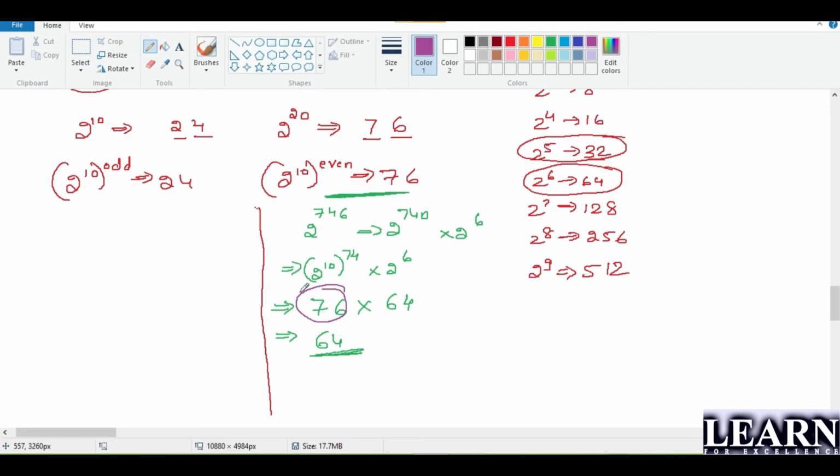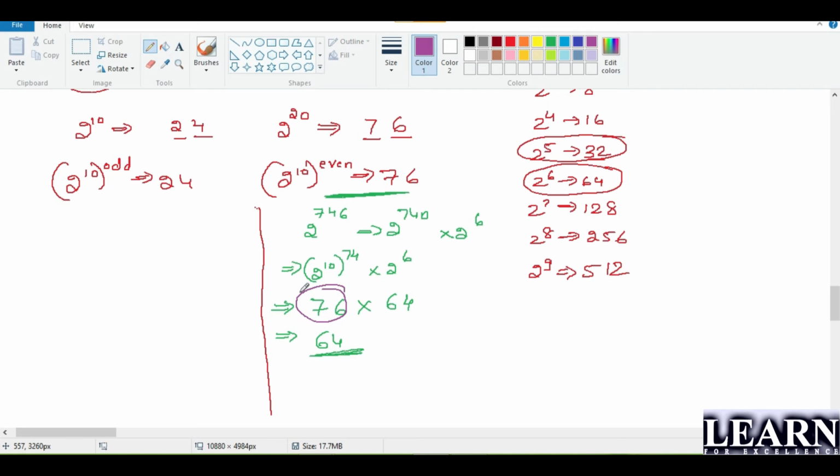Getting it? 76 into 64 is 64. 76 into 128, 128 talks about 2 power 7. Yes, that ends with 28. 76 into 256, that is 2 power 8, ends with 56. Right? 76 into 16, that is nothing but 2 power 4, ends with 16. Getting it? It's faster.